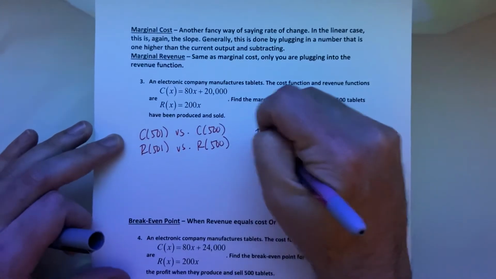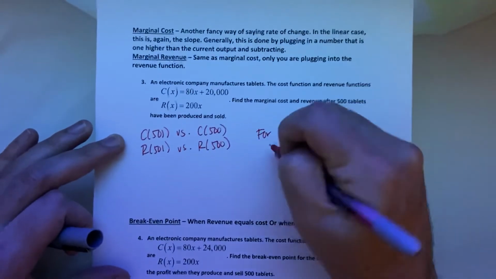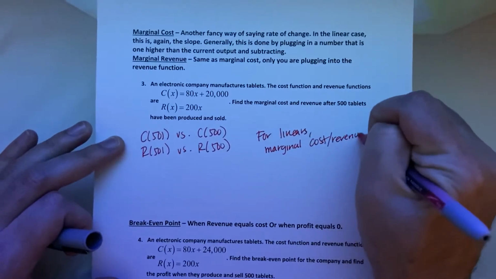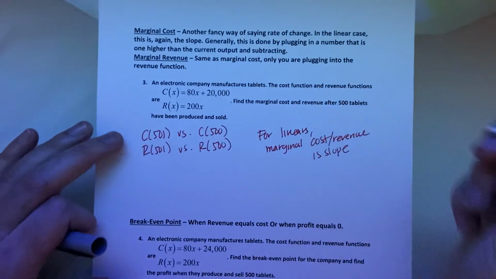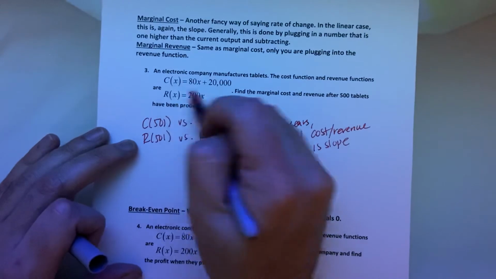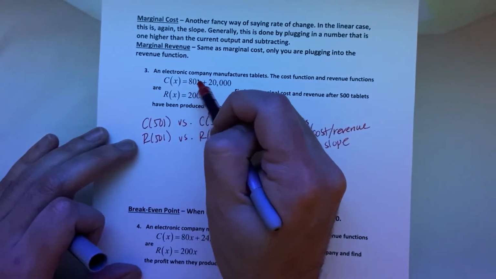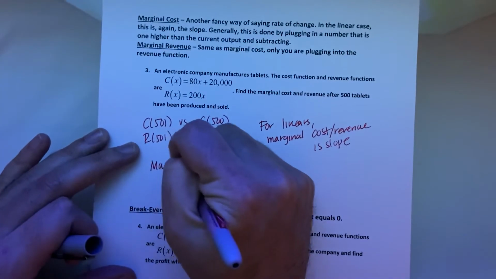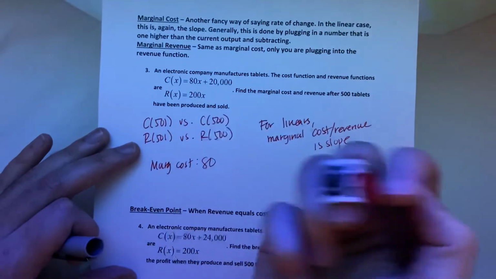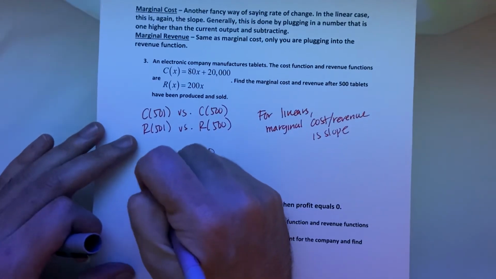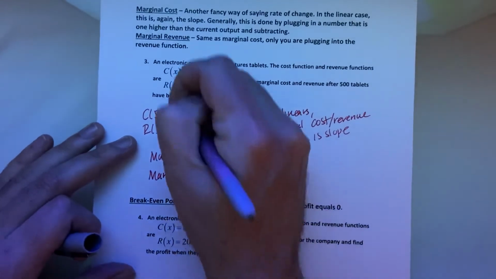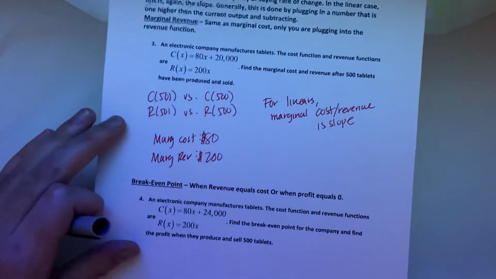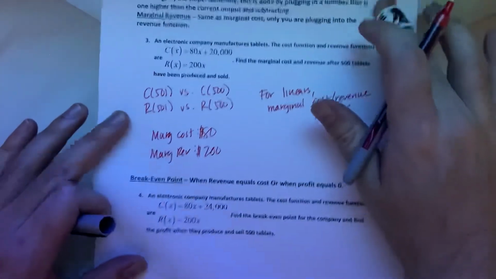However, in the case for linears, marginal cost and revenue is just the slope. Which means you don't have to plug it in. What that means is the cost for every unit here is 80 because it's the coefficient for x. So the marginal cost is $80 regardless of the number of units. The marginal revenue is $200. But normally you would plug in 501 versus 500 if it were anything but linear.